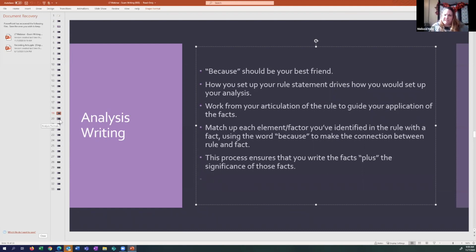And again, this goes back to what I said earlier, even if something seems obvious, right? You're like, well, of course that was a harmful touching. Don't assume that everybody is viewing that fact the same way.